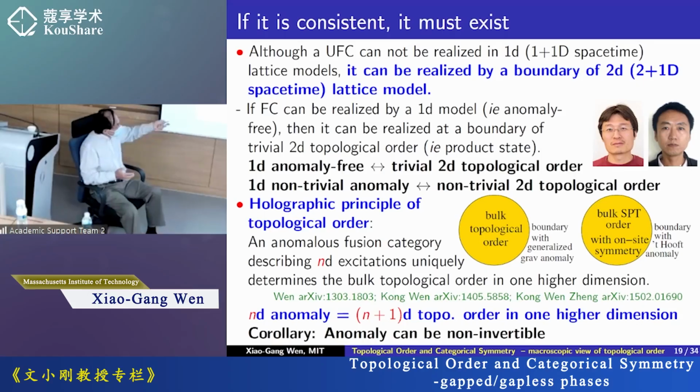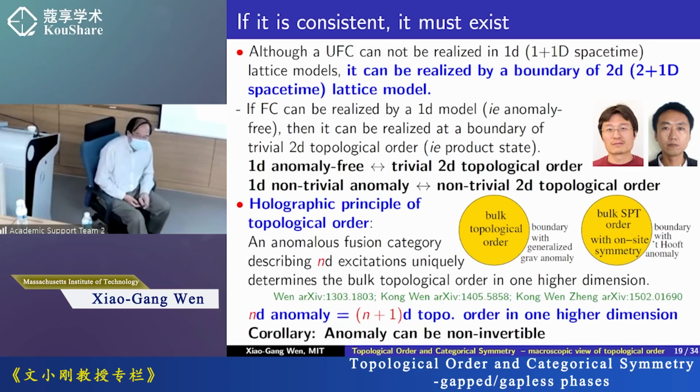Later I'll describe this picture from another angle, but this is the main theme of categorical symmetry, or this holographic view of symmetry. Symmetry, anomaly, and the bulk topological order are very closely related. Almost they are the same thing. That's what you can see from here. So, question?